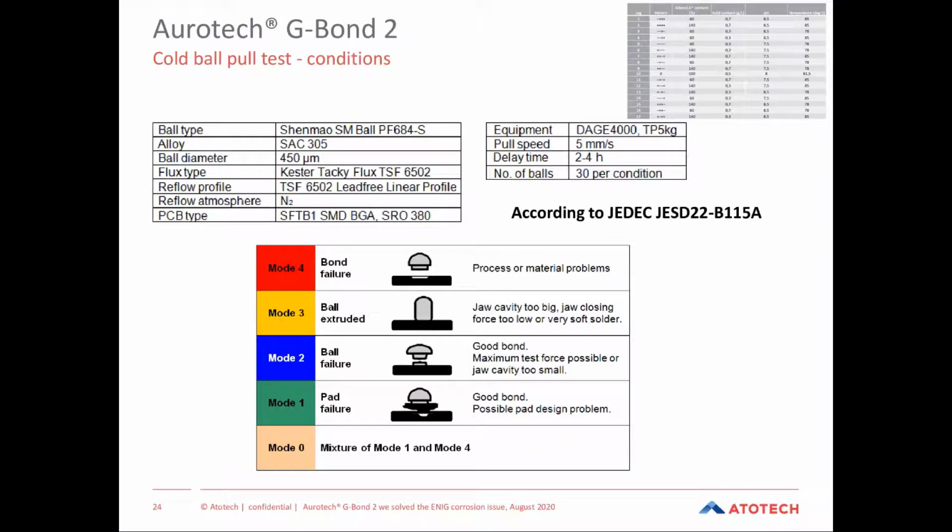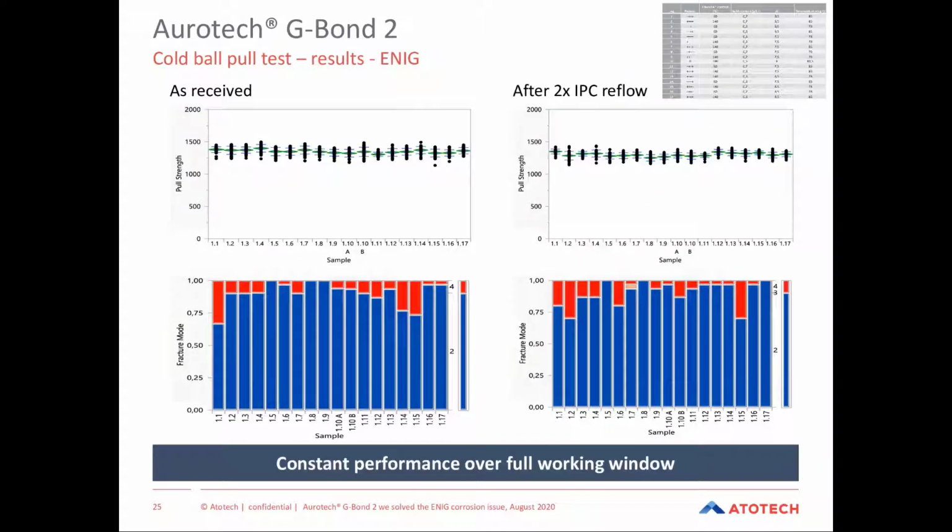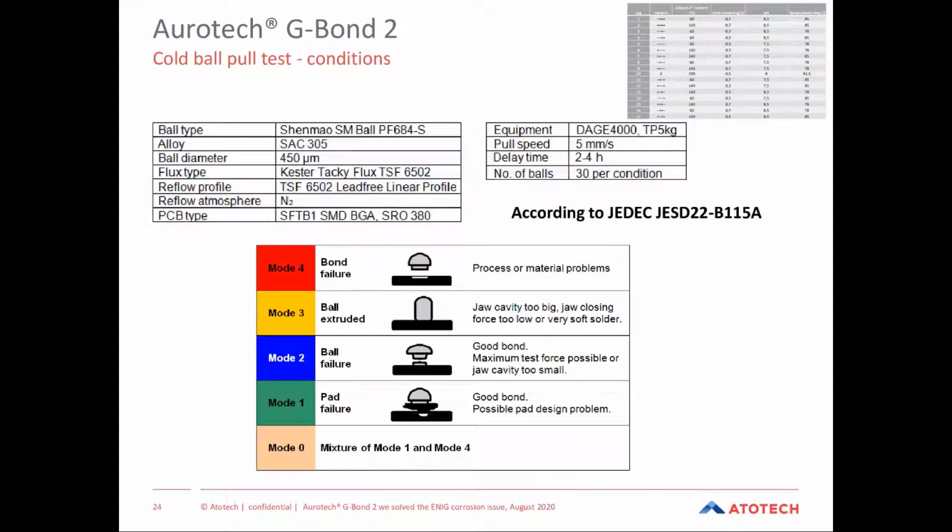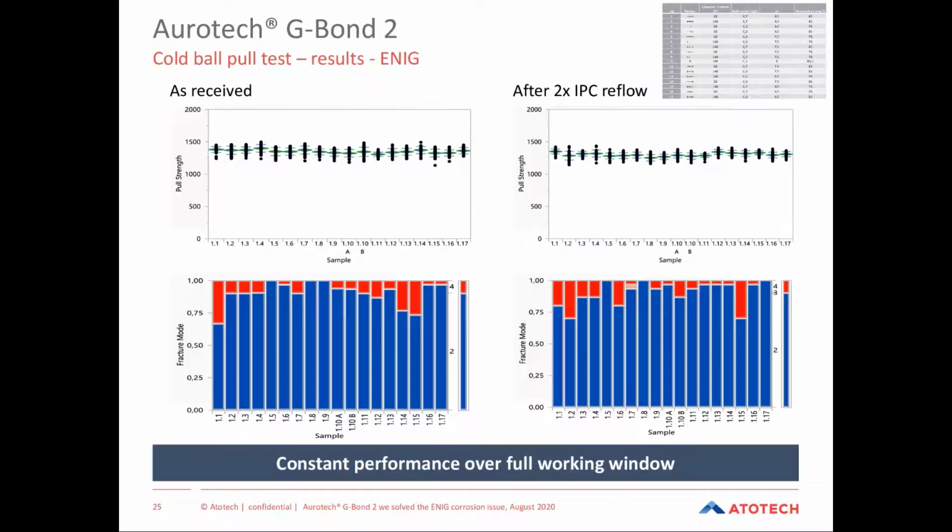And then to look into the solder joint reliability, we did cold ball pull tests for all the test conditions for the whole working window DOE. And for this test, 30 solder balls were applied. The ball diameter of the solder balls was 450 micrometer. The solder resist opening was 380 micrometer. And then the balls were attached and pulled off.